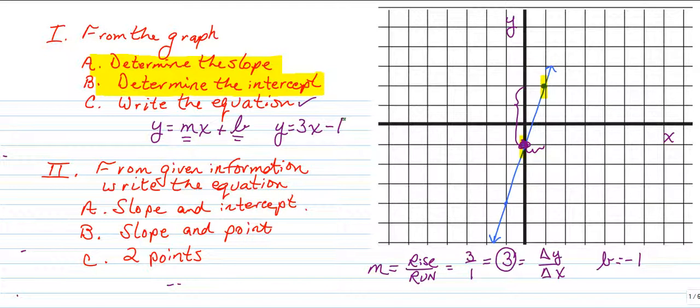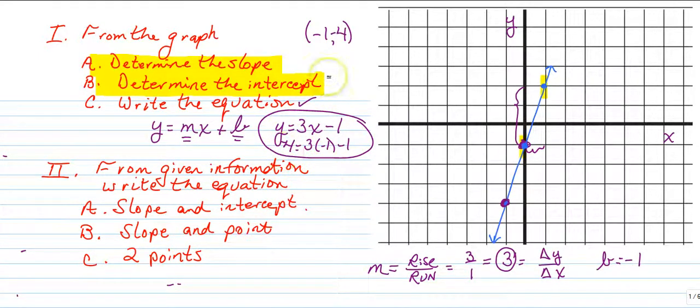Now what that means is any point on that line, if you plug it into the equation, it'll make a true statement. So we could pick this point down here, which is the point (-1, -4). Alright, now if we take that point and plug it into the equation, as you can see here, I put -1 in for x, I put -4 in for y, and that makes a true statement because -4 is equal to 3 times -1 minus 1.